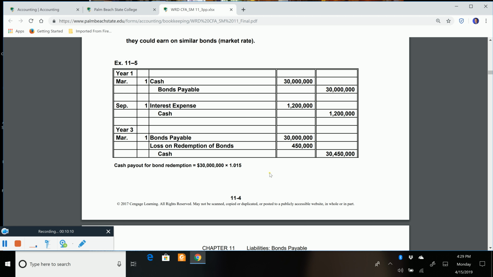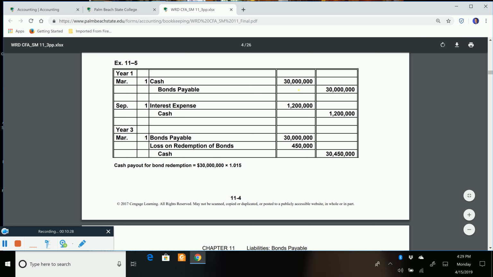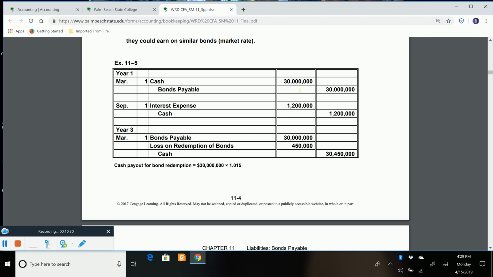So let's take a look at exercise 5. We have Hoover Corp. They're a wholesaler of music equipment. They issued $30 million of 20-year 8% callable bonds on March 1st of year 1. So the issuance of the bonds, they were issued at par value, meaning no premium, no discount.